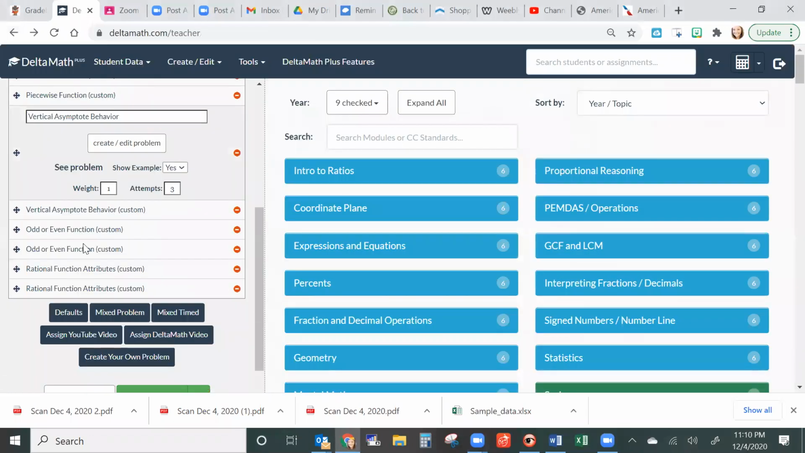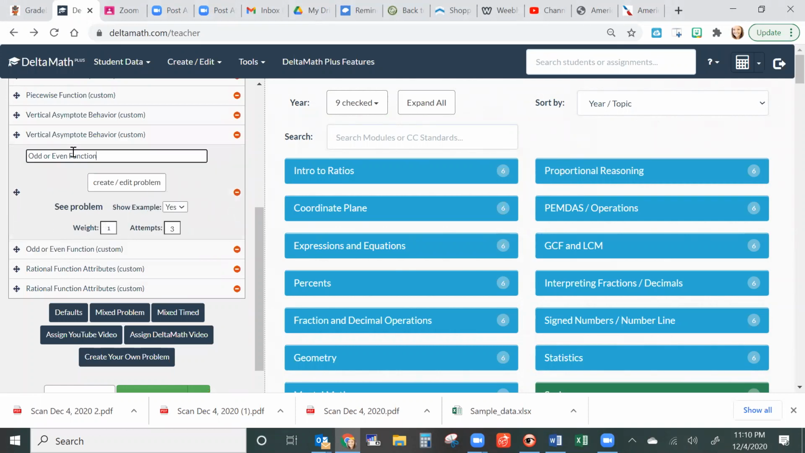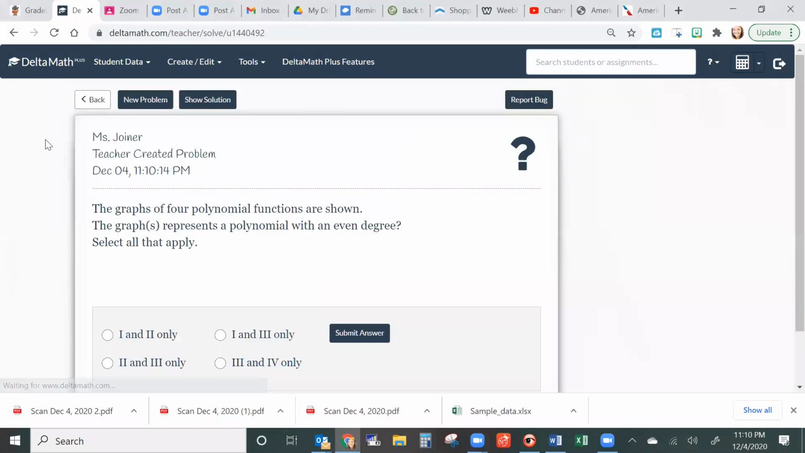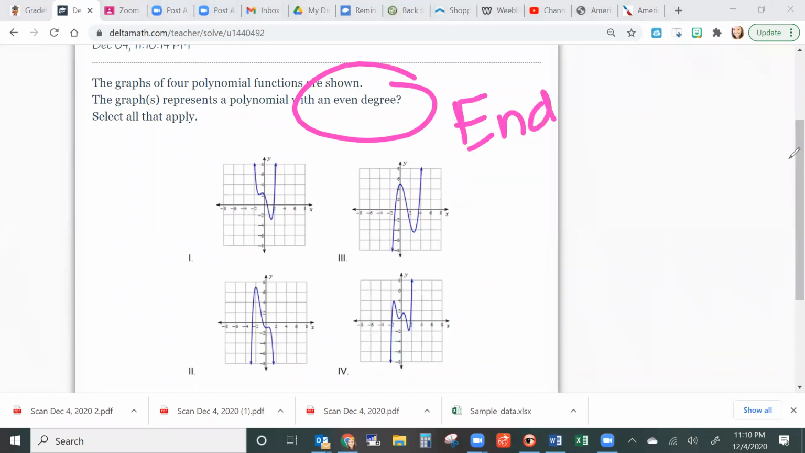Okay, let's see. Even or odd, we should remember. I'll go ahead and go into the first one. So I'm in the first, odd or even. It says the graphs of 4 polynomial functions are shown. The graphs represent a polynomial with an even degree. Select all that apply. So remember that for even degrees, your ends should be going the same way.